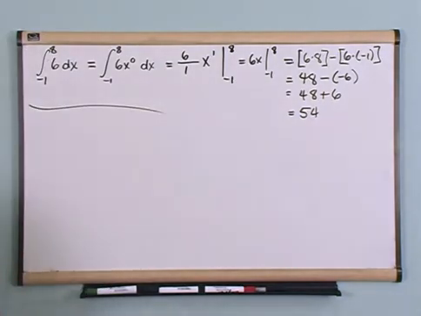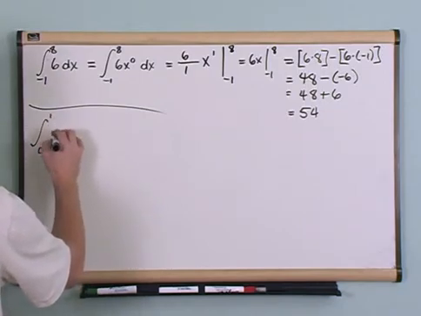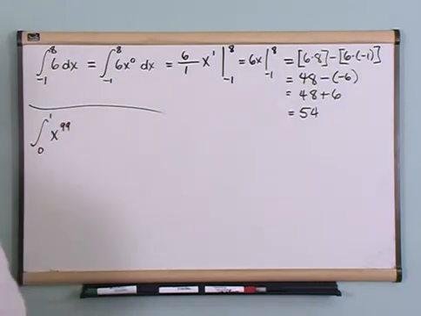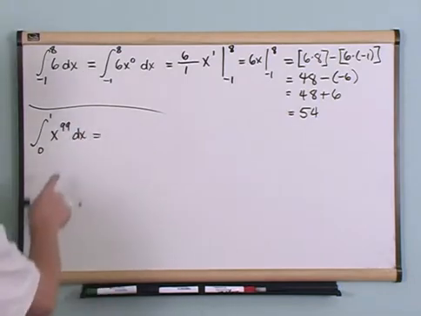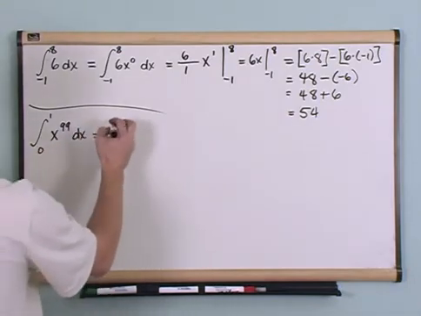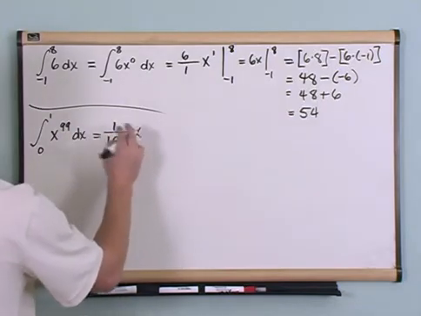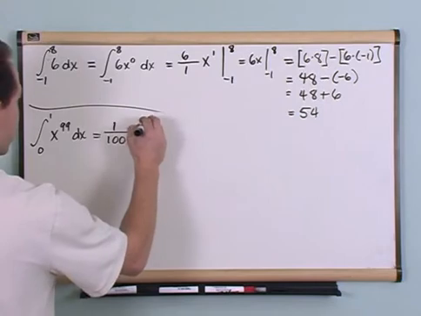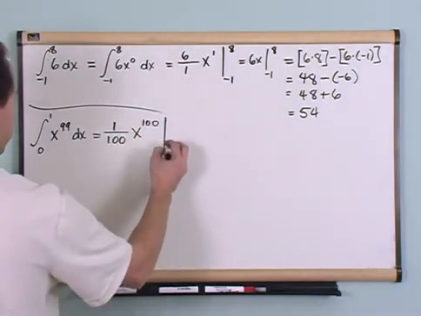Let's go on to another problem. The integral from 0 to 1 of x to the 99th power dx is equal to, we already know how to integrate this. It's 1 over 99 plus 1 is 100 times x to the 99 plus 1 is 100th power. This is just the formula we've used, evaluated from 0 to 1.